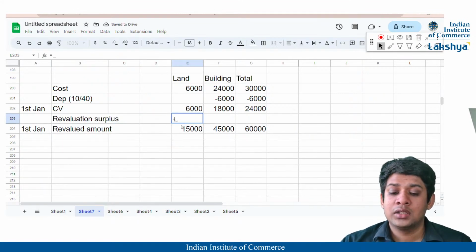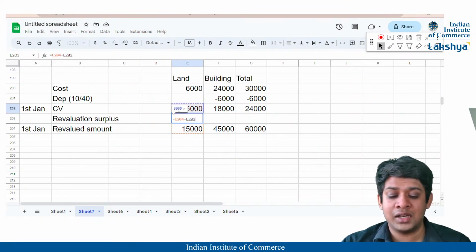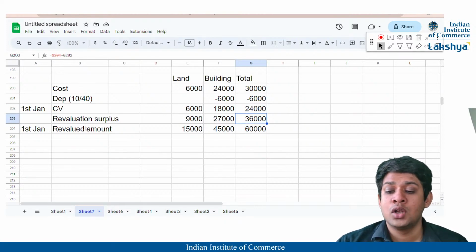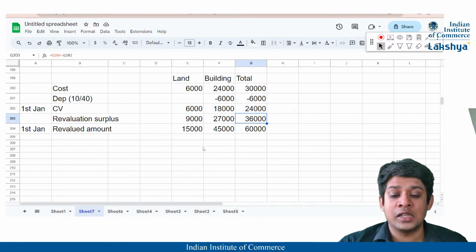It is nothing but the carrying value was 6,000. It got increased to 15,000. So 15 minus 6, that is 9,000. Here also the carrying value is 18 and the asset got revalued to 45. So the building has a revaluation gain of 27 and the total gain will thus be 60 minus 24, which is 36,000. So the total revaluation surplus is 36,000, right?